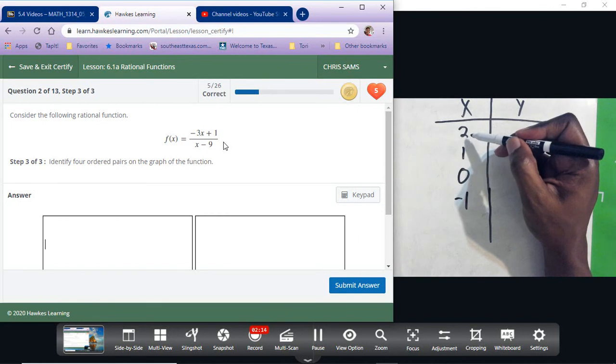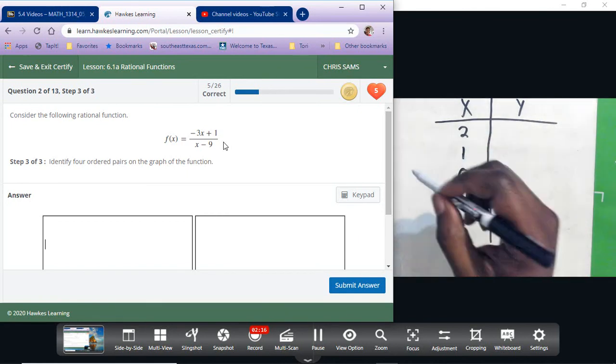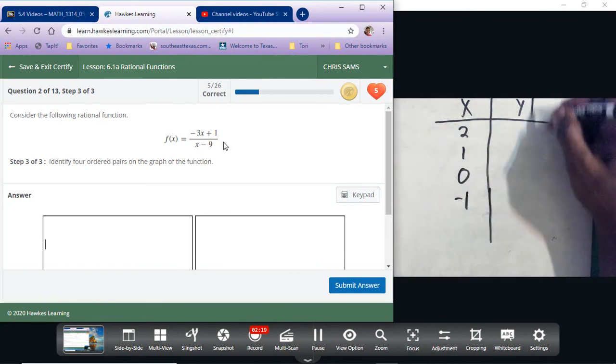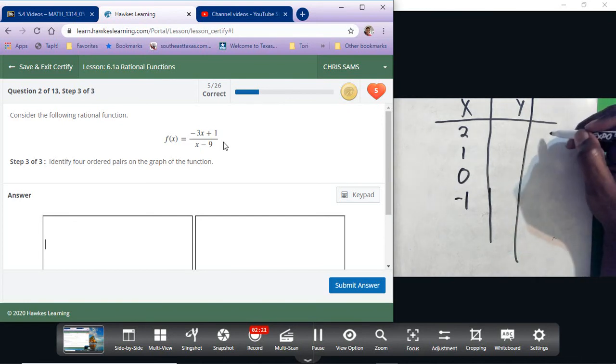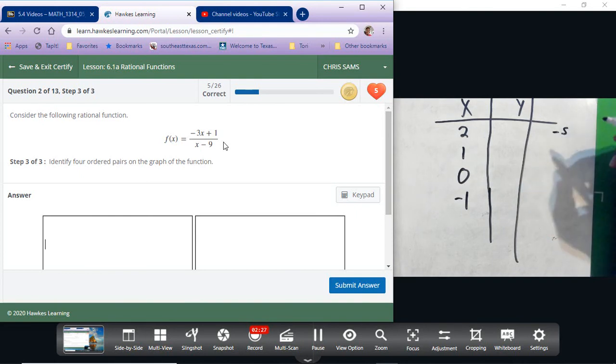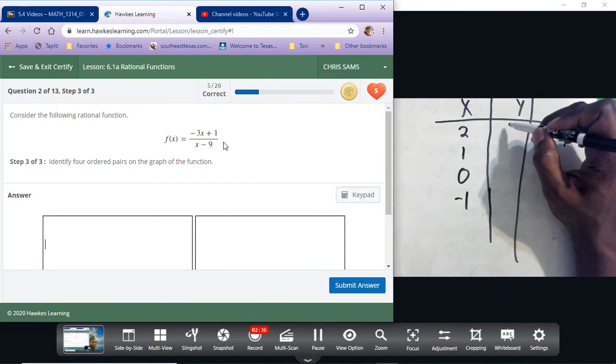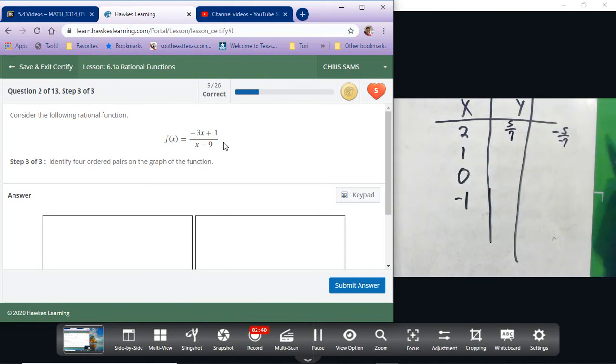So if I plug a 2 in for x on the top, that'll give me a negative 6 plus 1, which gives me a negative 5 on top. On the bottom, if we plug a 2 in, that will give us a negative 7. Negative divided by negative is a positive, so we're going to put this as 5 over 7. That's what we get when we plug in 2. I'm just doing mental math here.